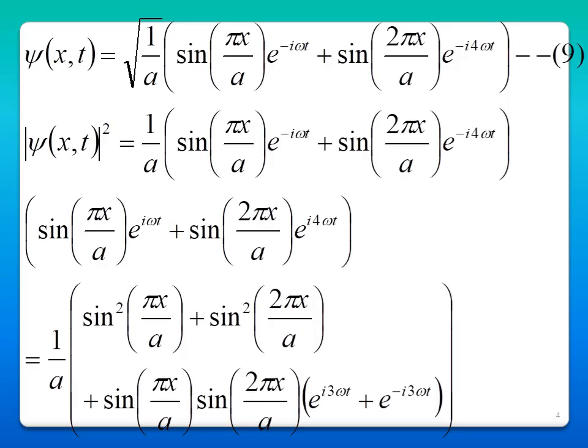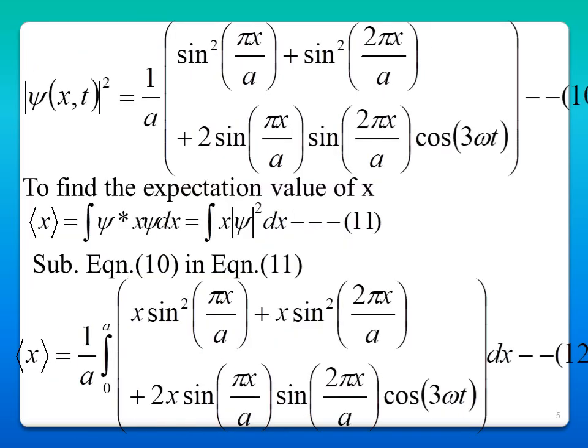So if you take the modulus square, then we can get it is equal to 1 by a, sin squared pi x by a plus sin squared 2 pi x by a plus sin pi x by a sin 2 pi x by a times e power i 3 omega t plus e power minus i 3 omega t. So this is equal to 1 by a, sin squared pi x by a plus sin squared 2 pi x by a plus 2 sin pi x by a sin 2 pi x by a cos 3 omega t.